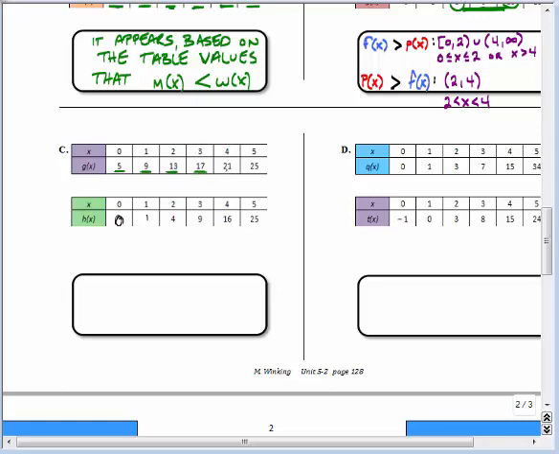At x equals 4, is 21 or 16 larger? 21 is larger. And finally, at x equals 5, is 25 or 25 larger? Actually, that's kind of interesting. Neither one, they're both equal at this point. So we're going to have to estimate what would happen after this, if maybe we found the next point, for example.